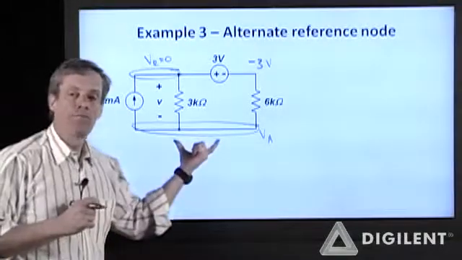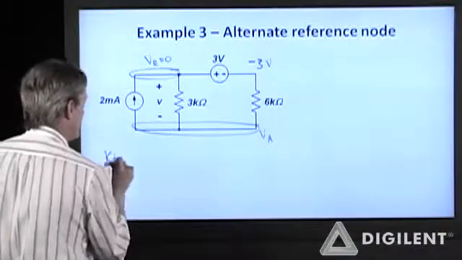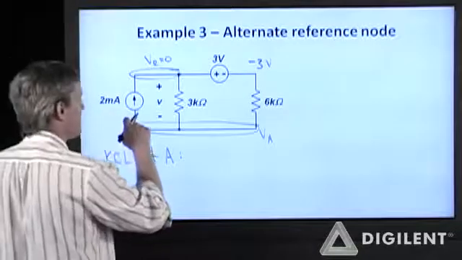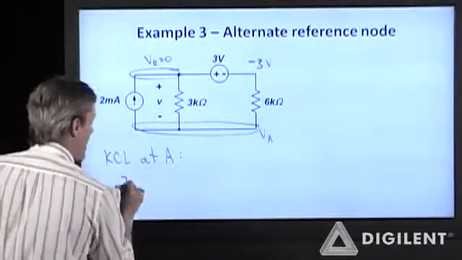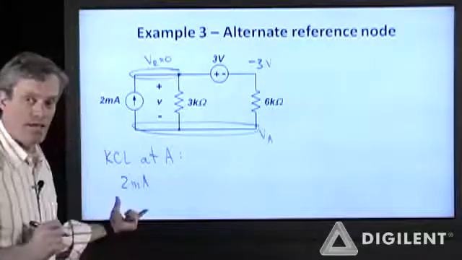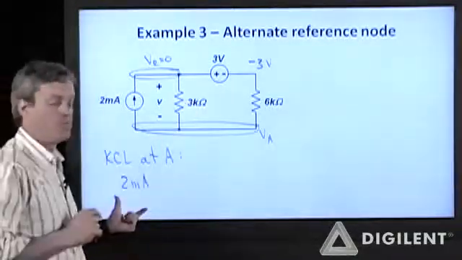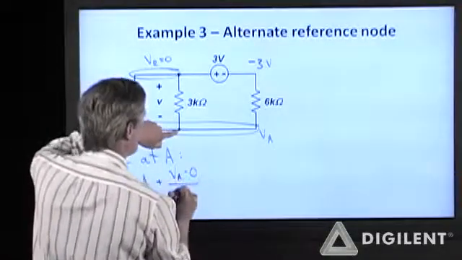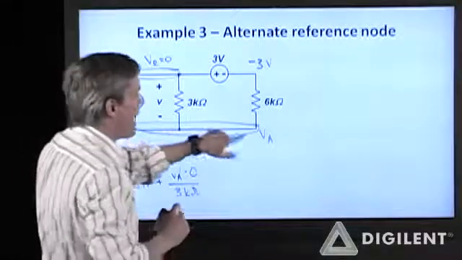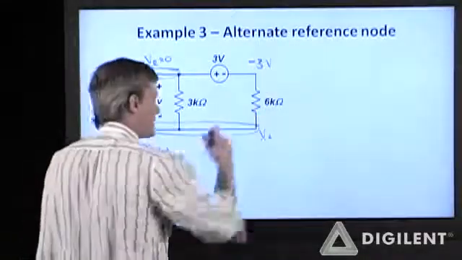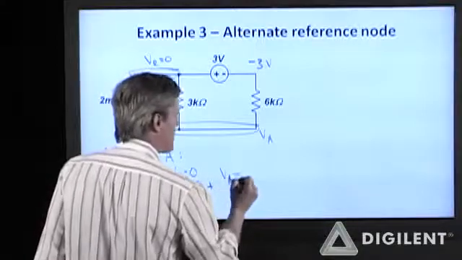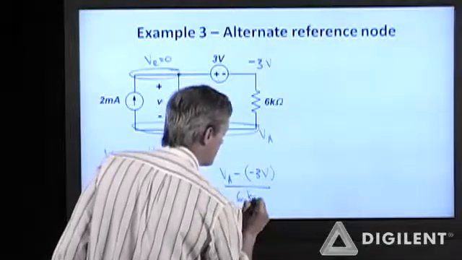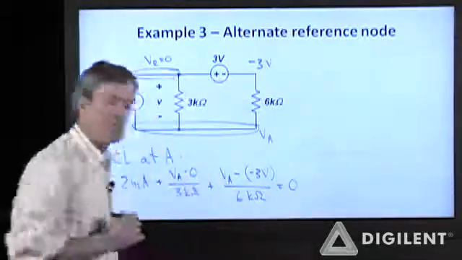Now I can go ahead and apply KCL at node A. I have 2 milliamps going out of this node. That's a positive 2 milliamps. The current through the 3 kiloohm resistor is V sub A minus 0 over 3 kiloohms. And the current through this 6 kiloohm resistor is V sub A minus a negative 3 volts over 6 kiloohms. That all sums up to 0.